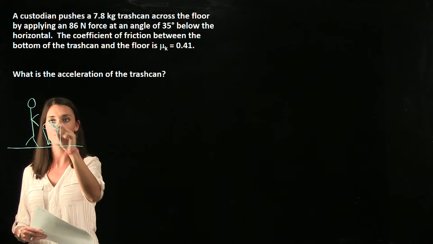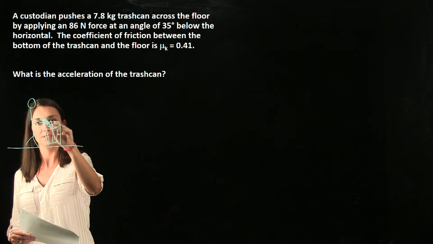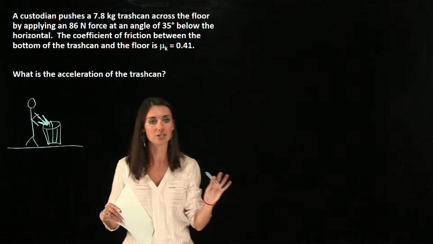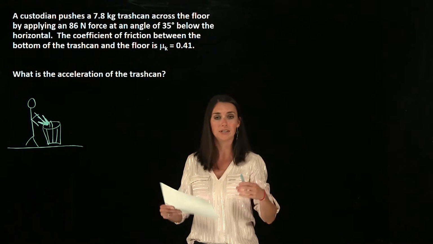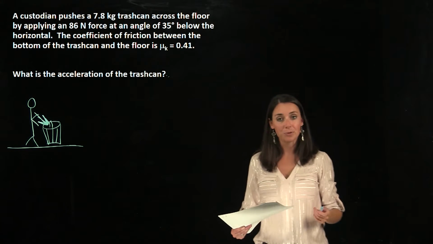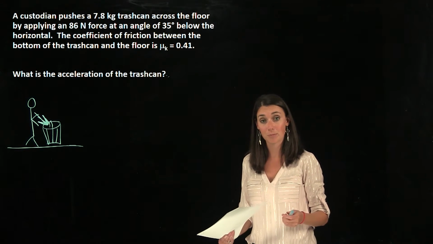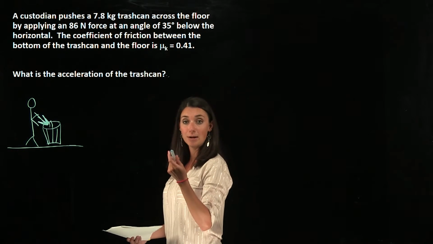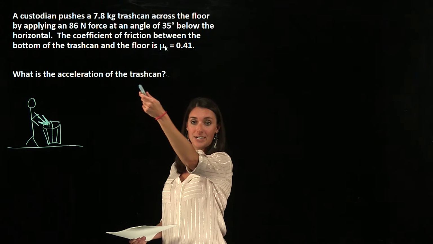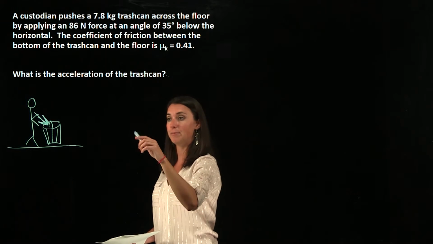Okay, you got your floor. So maybe they're pushing down at an angle. So just a little picture so you know ideally what is happening in the story. So now we'll do step 2 of the process, which is starting the free body diagram for our object in question. Since we're solving for the acceleration of the trash can, we're going to do a free body diagram for that.